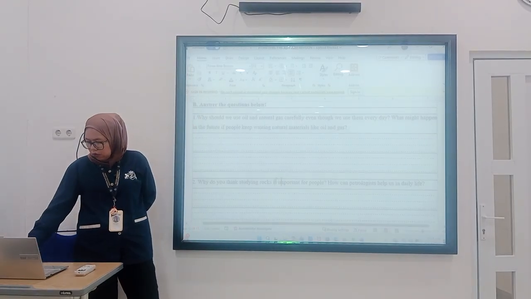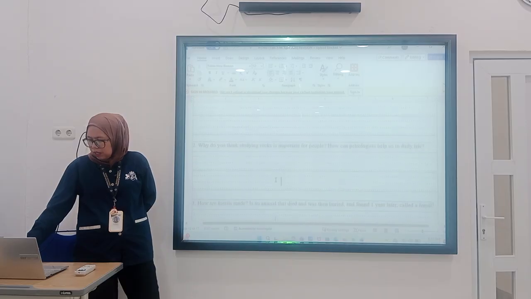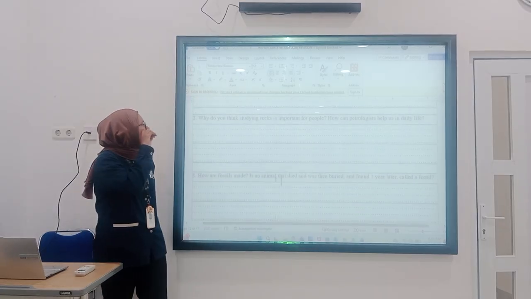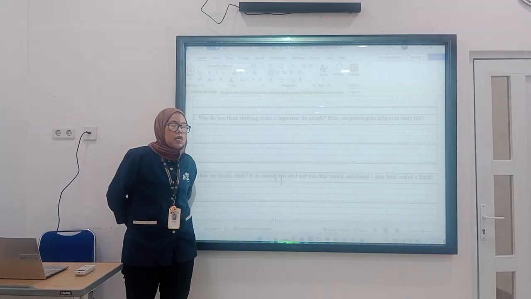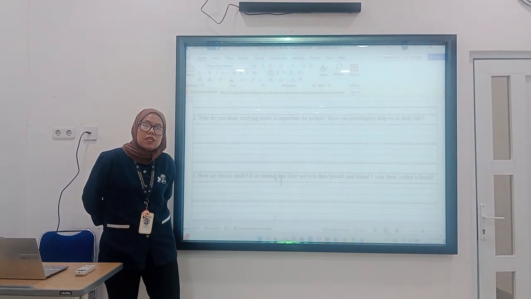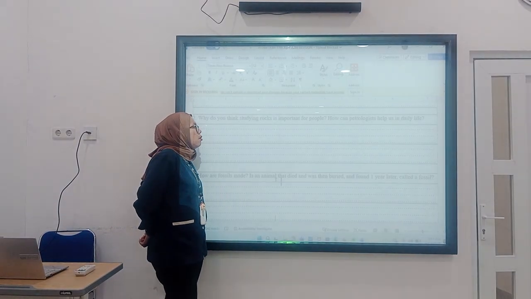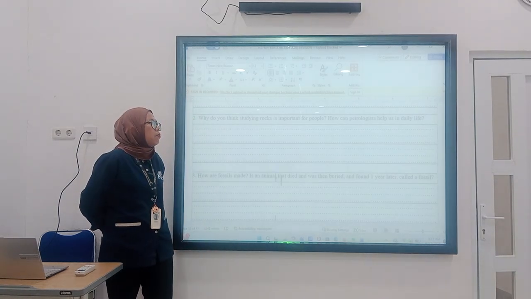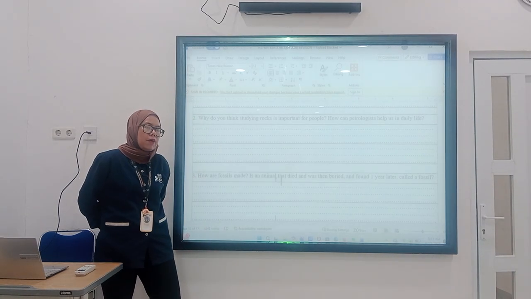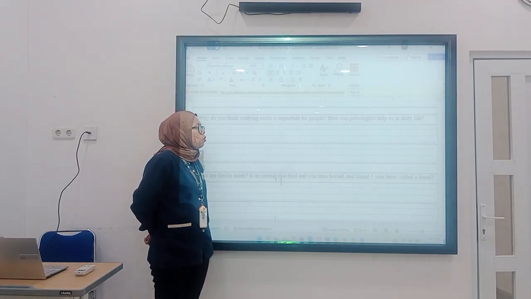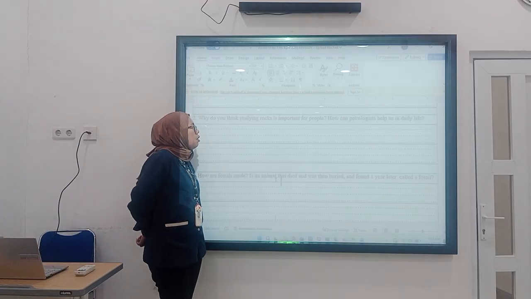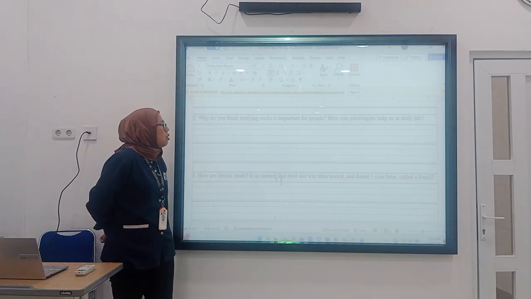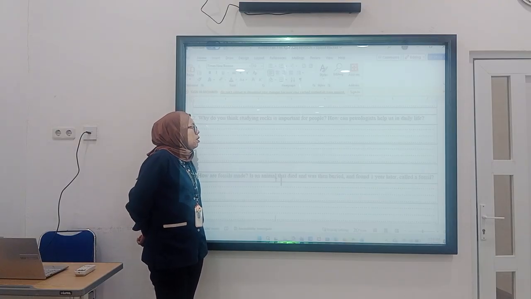Number 2: Why do you think studying rock is important for people, and how can petrologists help us in daily life? I think rock is important because rocks contain many important materials such as oil and natural gas, which are needed by people. Many materials or products use these to make something. Rock is also important because we can learn about the earth.